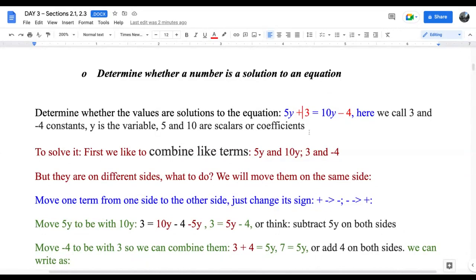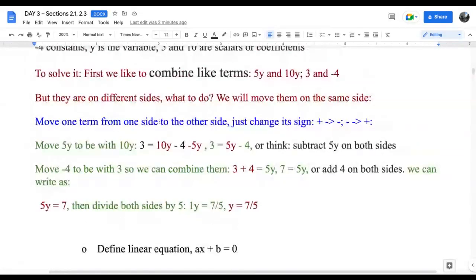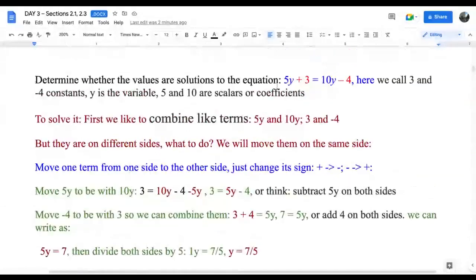So how do we solve this? I like to move things around, because we have an equation, right? We have an equation, we can move terms from left to right, from right to left. And when we move things around, what do we do? We just change the sign of the term.